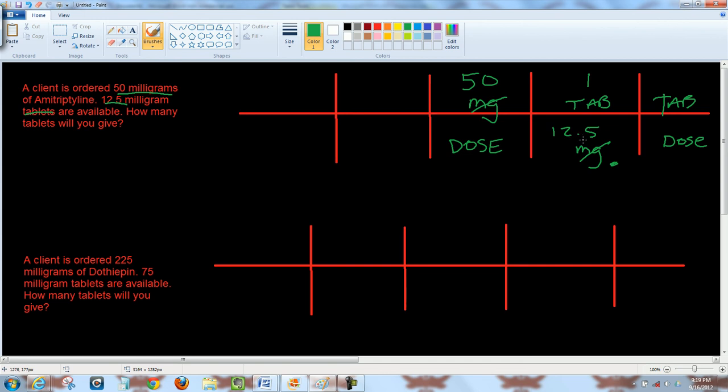Some people find 12.5 hard to reduce. What if we take this decimal and move it over here? So now we have 125, but then we'd need to take that decimal and move it over here. So now we have 125 down here and 500 up here. I'm going to divide 125 by 125, and I'll get 1. And I'll divide 500 by 125, and I'll get 4. So now I'm going to multiply 4 times 1 tab equals 4 tabs. And dose times 1 equals 1 dose.